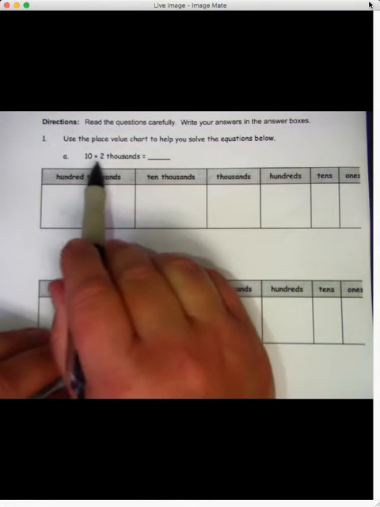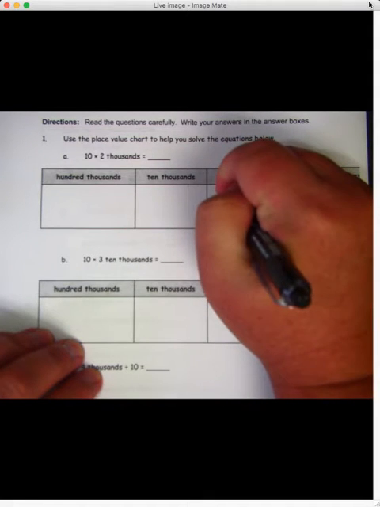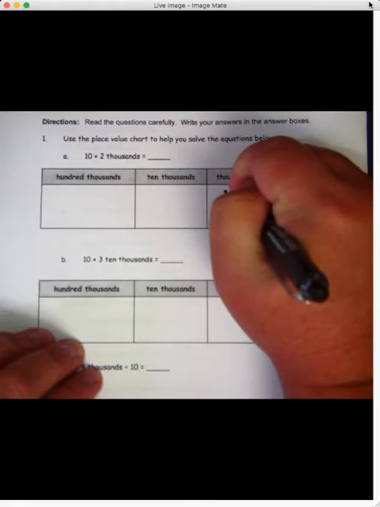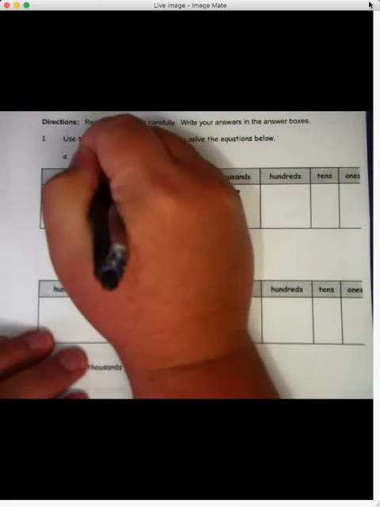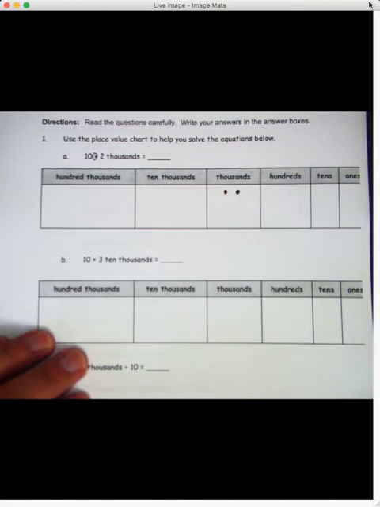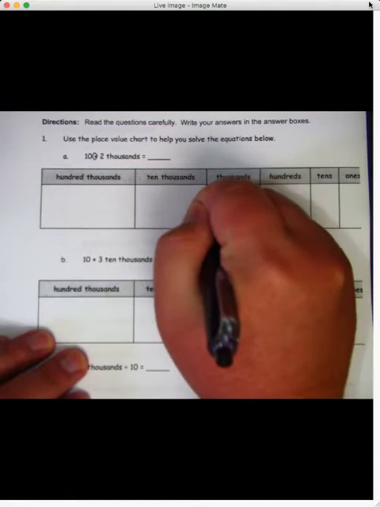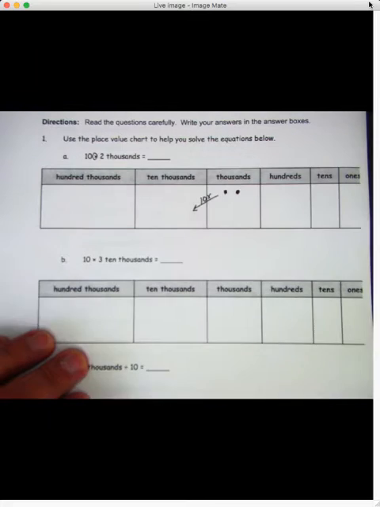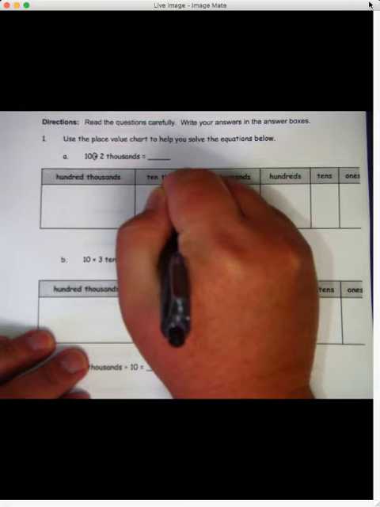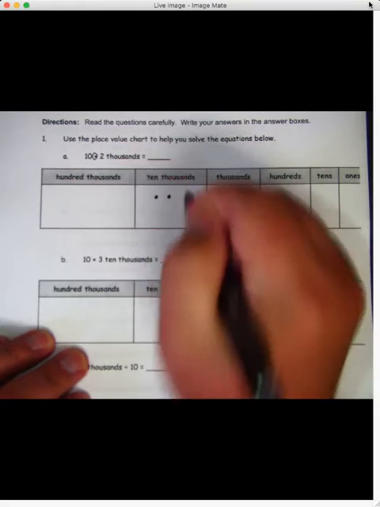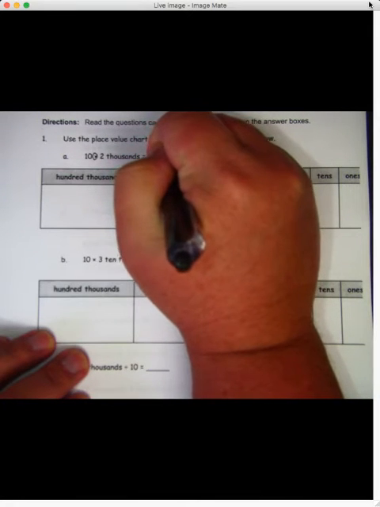So this says we have 10 times 2,000s. Well, let's remember what he just told us in that video. I think that's a very easy way to think about it. So let's draw our 2,000s. And remember, when we have a times symbol, we go to the left, to the bigger place value. So 10 times 2,000s would be 2 10,000s, okay? So we could write it that way, 2 10,000s.